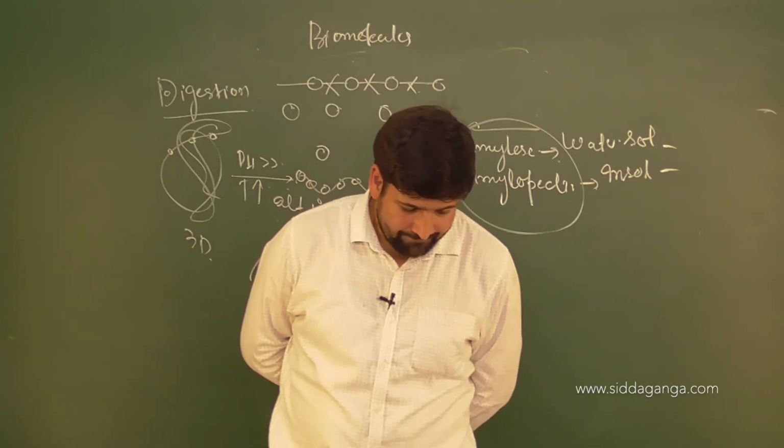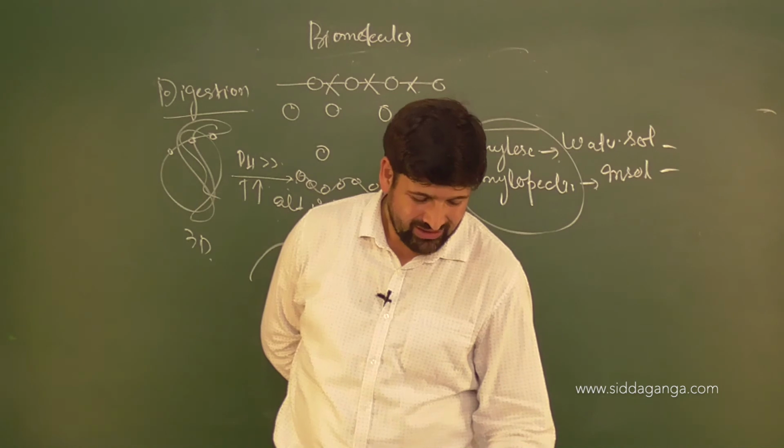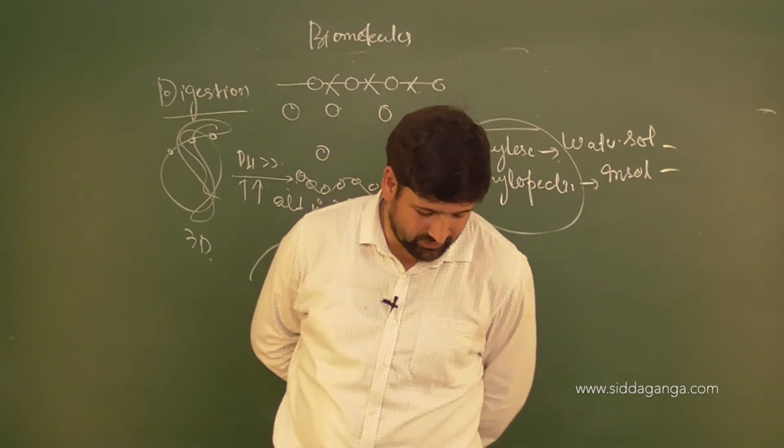Question number 157. Proteins are hydrolyzed by enzymes into very simple amino acids. Correct option will be option 3. Let's look at the next question. These are direct questions, children. Most of the questions are quite straightforward in this discussion.